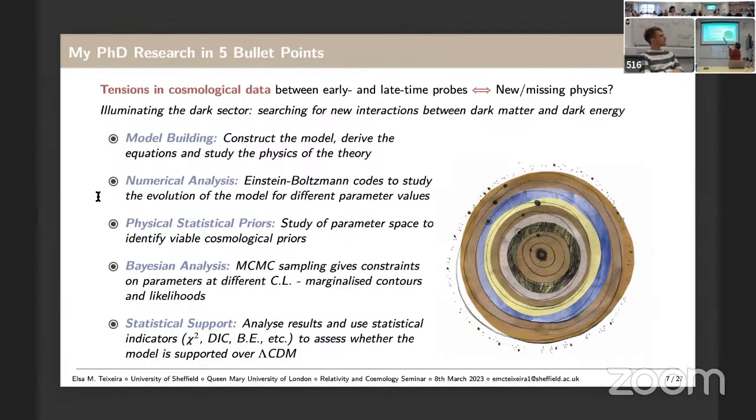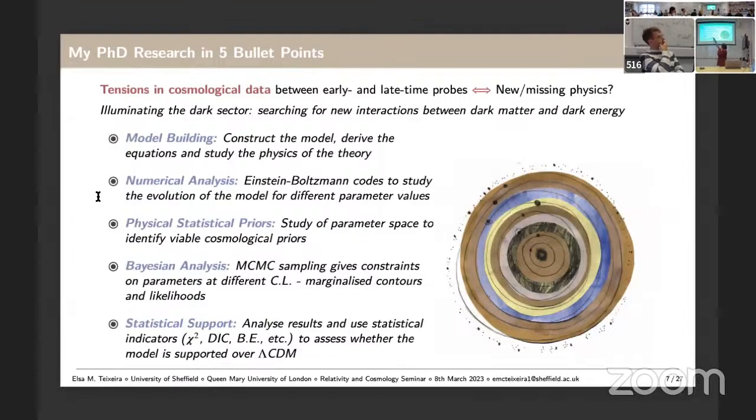So basically what we do is we choose a model. And model, as we saw, there are endless models. Then we do a numerical study of the model just by doing some simulations to see what parameters seem to be leading us in the way that we would hope to solve the tensions. And this allows us to define some statistical priors. So saying, okay, this parameter should be in this range to be clinically viable.